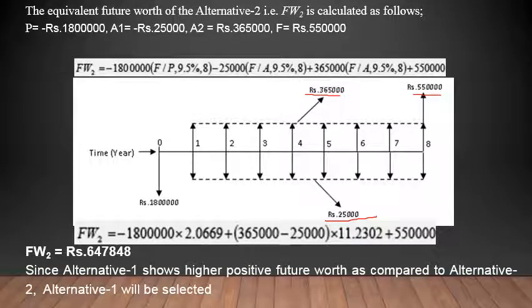So which is better? We can see that alternative 1 has a better positive value compared to alternative 2, and hence alternative 1 will be selected. This is what you need to conclude. Again, I am telling this last sentence: if you do not add it, you will lose 1 mark. So without fail, add this last sentence. That is the answer that you are giving for the question.